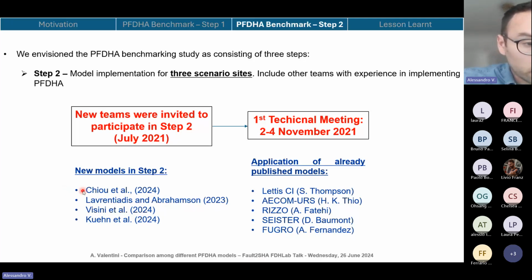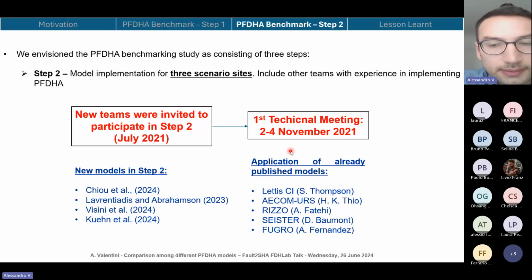There are the models of Chiu et al., Lavrentiadis and Abramson, Vicini et al. 2024, and Kuhn et al. 2024. Lavrentiadis and Abramson is published. Vicini, Kuhn, and Chiu are under review on Earthquake Spectra.